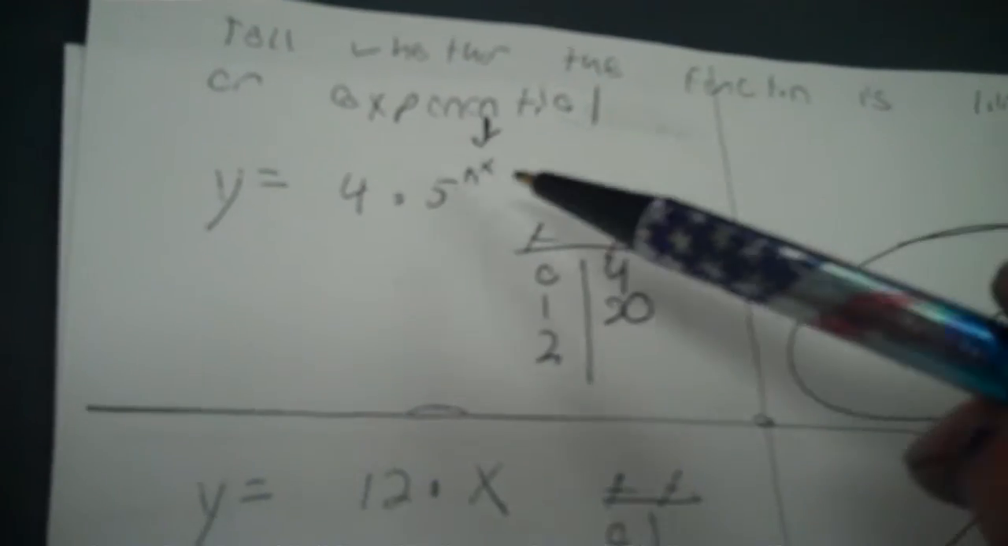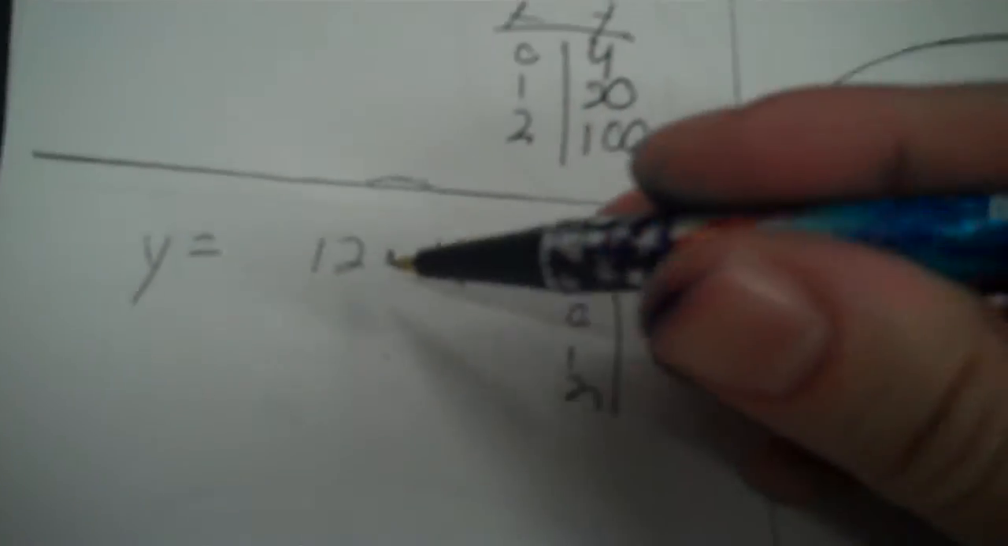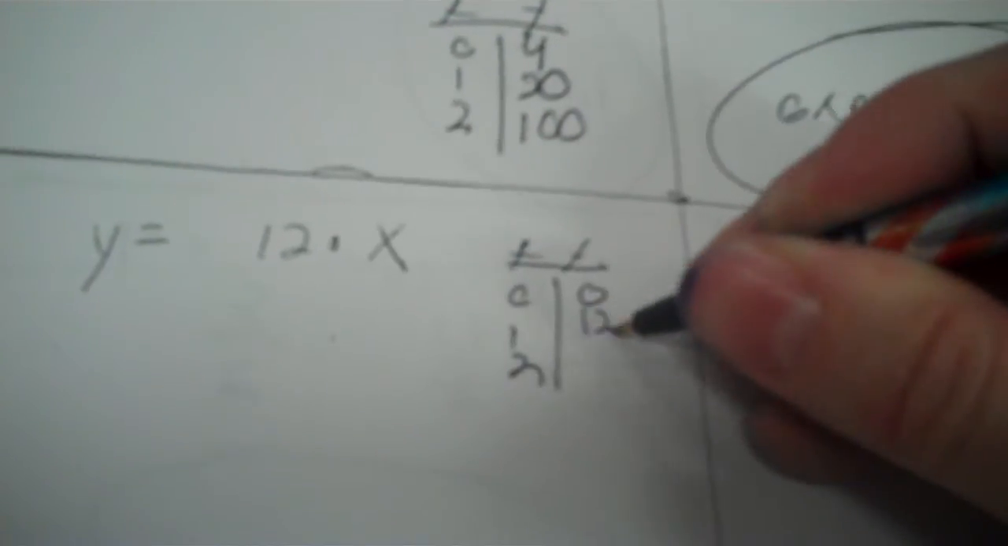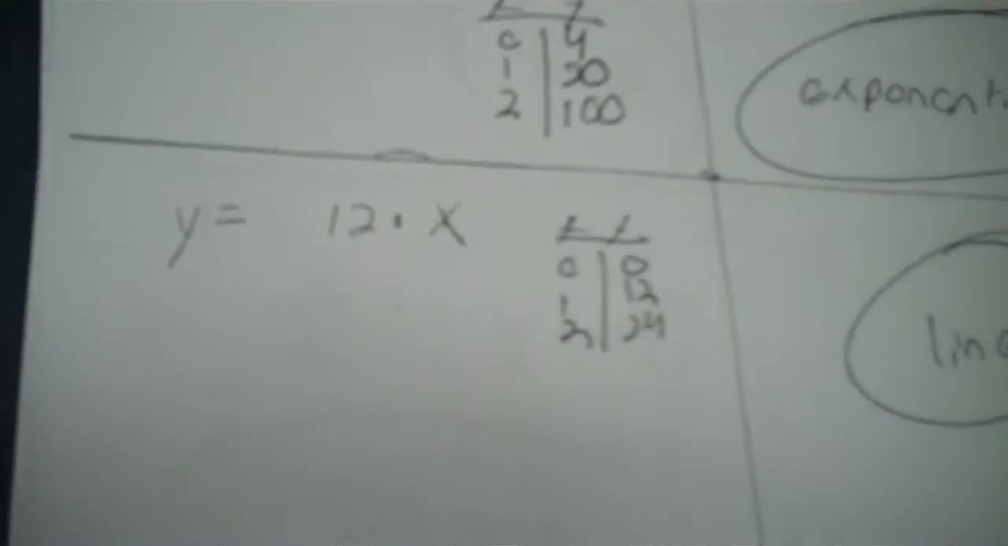Okay, what's 4 times 5 to the first power? Well, it's just 4 times 5, that's 20. 4 times 5 to the second power, 5 to the second is 25, times 4 is 100. So obviously that's not linear, but 100 over 20 and 20 over 4 is 5, okay? 12 times 0 is 0, 12 times 1 is 12, 12 times 2 is 24. That's up by 12, that's linear. So again, if the relationship with the x is that x is a power to the 5, then it's exponential. But if it's just x times 12, it's linear.